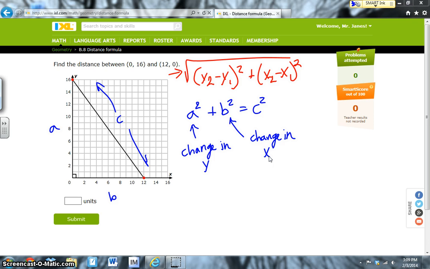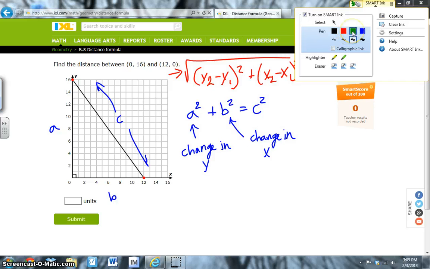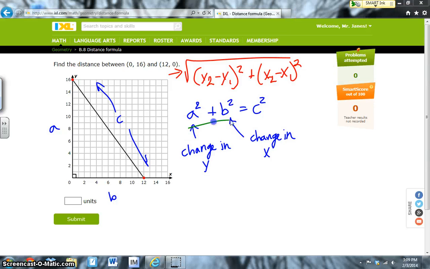We're going to square those 2 numbers, add them together, and then take a square root at the end, just like we would for the Pythagorean theorem. So let's see. What's my change in Y right now? Well, I start at 0, go up to 16, so my change in Y is 16. My change in X, I go from 0 to 12, so my change in X is 12. So let's put that into the Pythagorean theorem. My change in Y, 16 squared, plus my change in X, 12 squared, equals c squared. So let's pause for a second and grab a calculator.